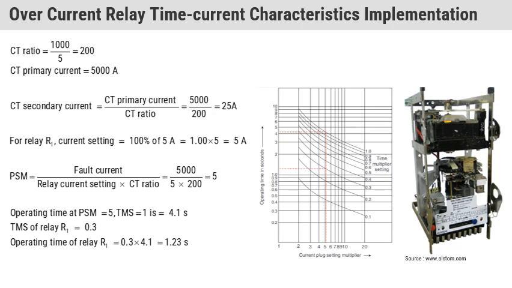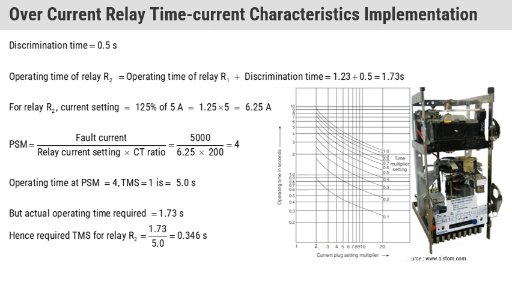Similarly, we can calculate for relay R2. But for relay R2 we have to add the discrimination time, because R2 is at bus bar A, so we need to add the discrimination time. So we get this operating time, and then we calculate the PSM for the same. By using this PSM we get the operating time, but the actual operating time required is this, so we have to divide both and we get the final TMS for relay R2. So this is how we can calculate for two relays.